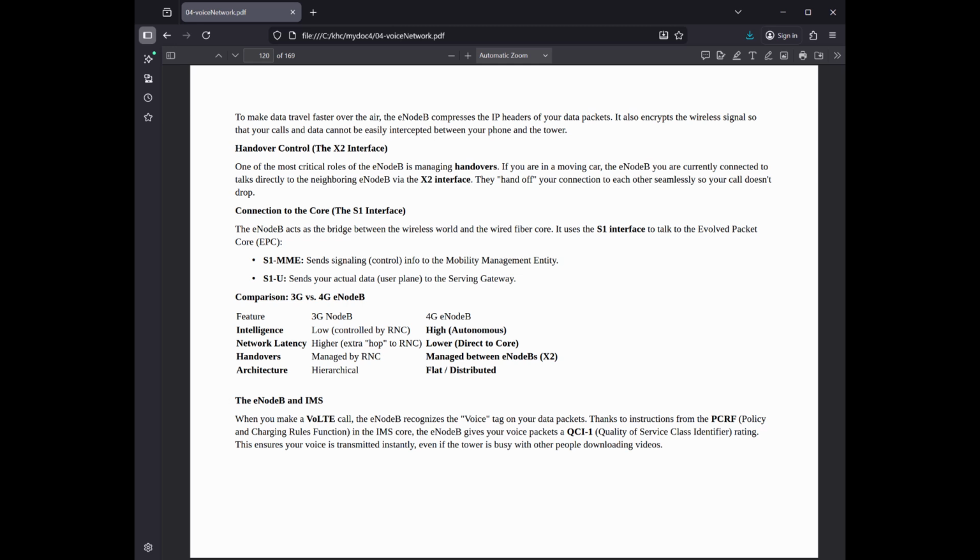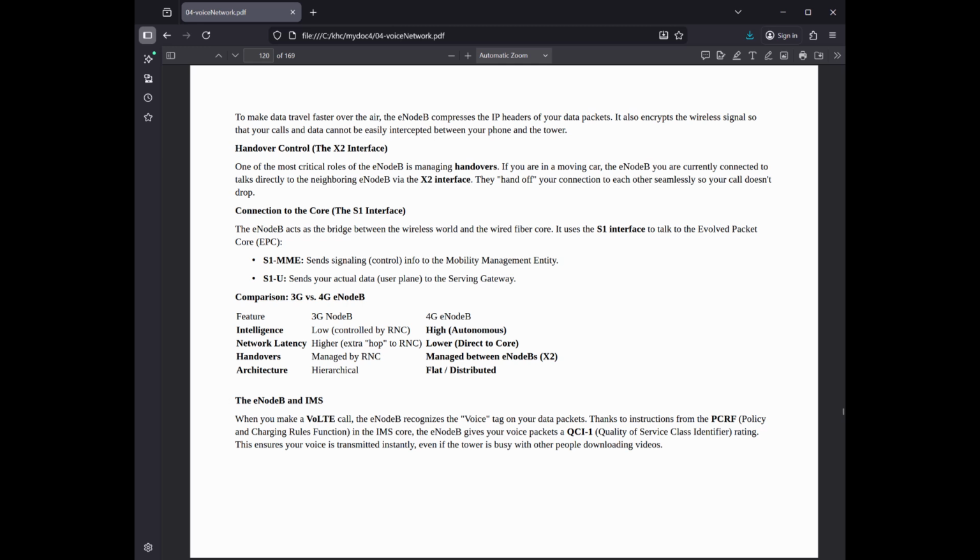Comparison, 3G versus 4G eNodeB. Feature: 3G NodeB versus 4G eNodeB. Intelligence: low, controlled by RNC, versus high, autonomous. Network latency: higher, with an extra hop to the RNC, versus lower, direct to core. Handovers: managed by RNC versus managed between eNodeBs via X2. Architecture: hierarchical versus flat/distributed.